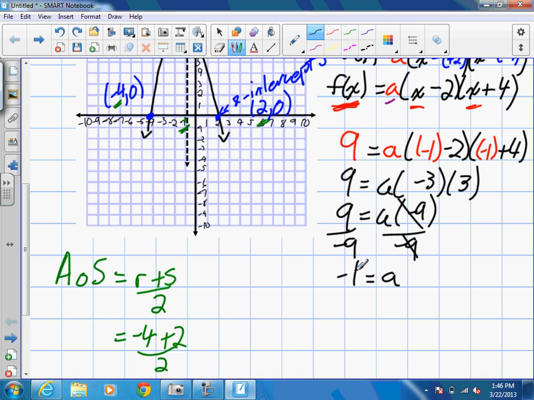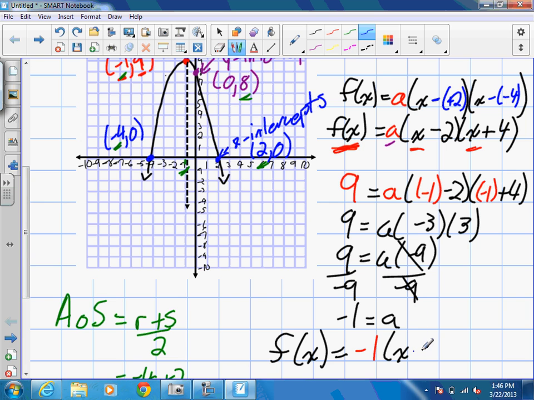The factored form is f of x is equal to, the first letter we usually write is our a, so we write negative 1. Okay. Is it x plus 2 or minus 2? That's right, it's minus 2. And x plus 4, okay? So we've created the factored form of this. Keep that in mind. This was to find the factored form from the graph.